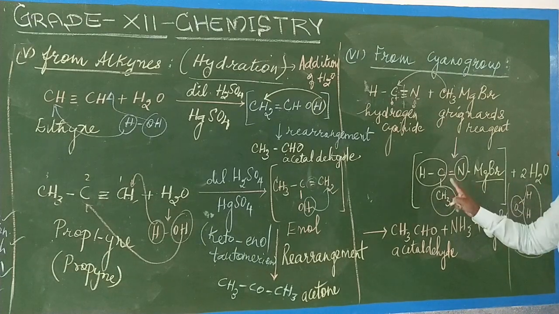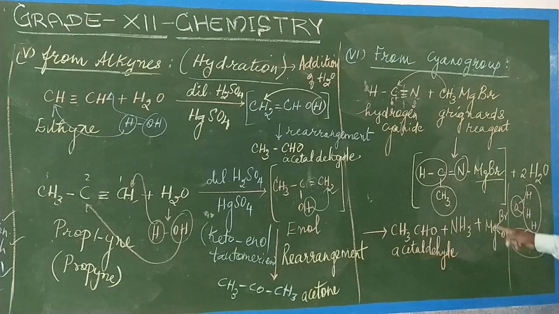So there CH3 CH, this O will combine and form acetaldehyde plus N, and then these 3 hydrogens will combine and form NH3, and then Mg will combine with this Br, and then this OH will combine with this magnesium. So MgBr and then OH. So this is the first method.